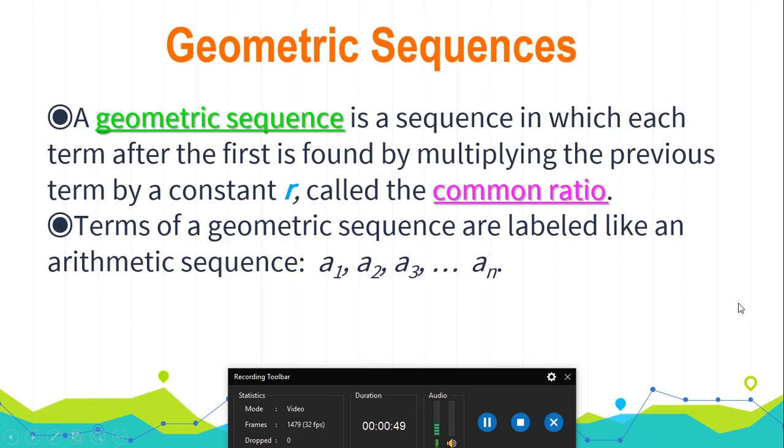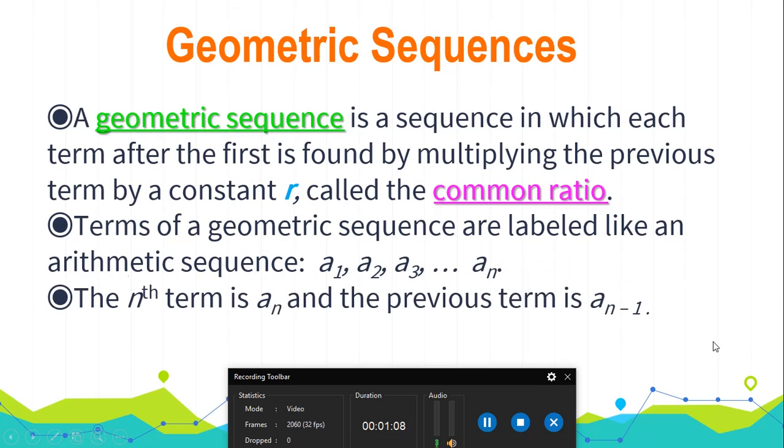So when you list the terms of a geometric sequence, we usually use subscript. So a sub 1 is our first term, a sub 2 is our second term, and so on until we get to a sub n. And that just means it's our last term, but we don't really know what number term that is. The nth term is a sub n. That's typically the term that you're looking for.